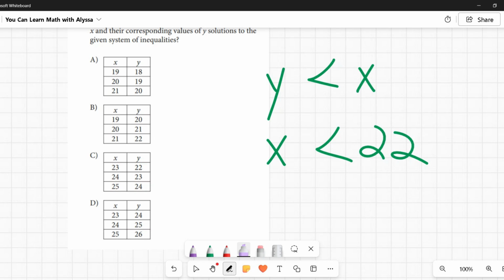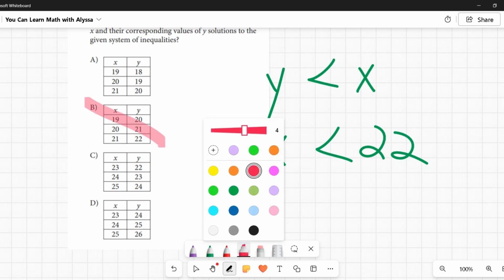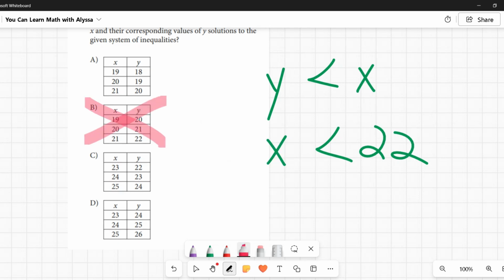All right, the first one here is y less than x for each one. Yeah, 18, 19, 20, that's less than 19, 20, 21. Each pair is less. All right, next one, right off the bat, 19 and 20. Is y less than x? Nope. That one's out. Let's change this to a darker color. There we go. That one's out. All right, C. Here is y less than x, 22, 23, 23, 24, 24, 25. Yes. Okay, that one's still in the running. And D, 24, 23. Oh, don't have to go any further. 24 is not less than 23. That one's out.